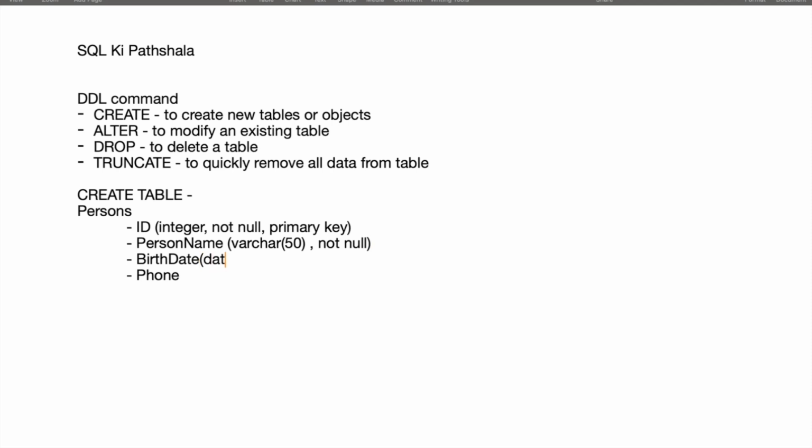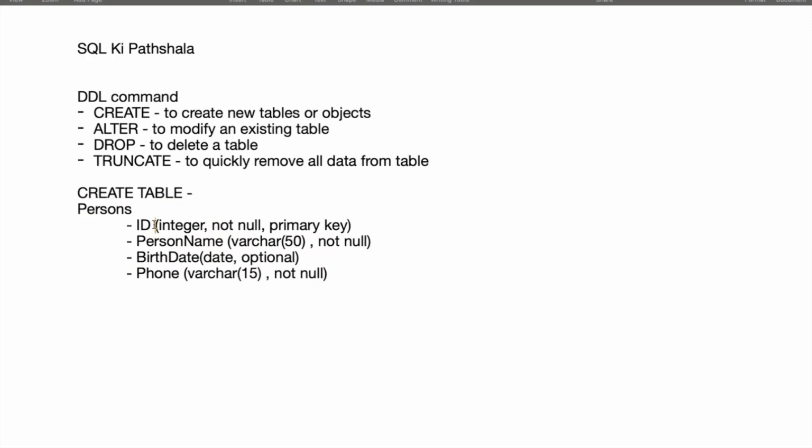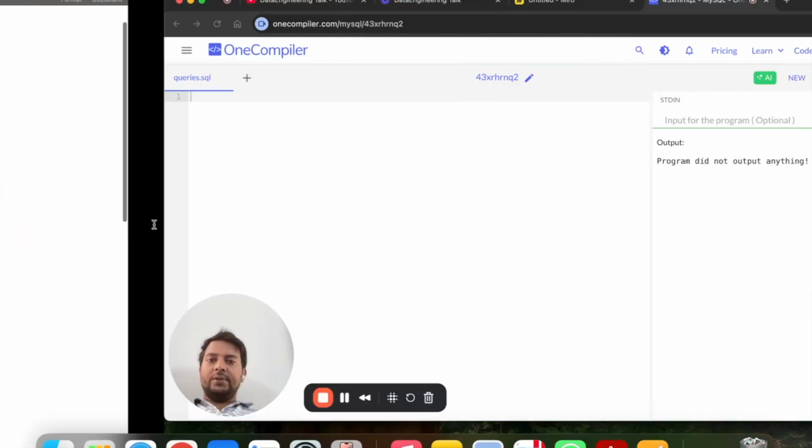Birth date is actually a date, and I'm giving it as optional. And phone number, again I'm using varchar, and I'm assuming the limit should be 15, and it's not null. So these are the information which I have in the table, and with this information I want to create this table. So let's see the syntax, how we are going to write it.